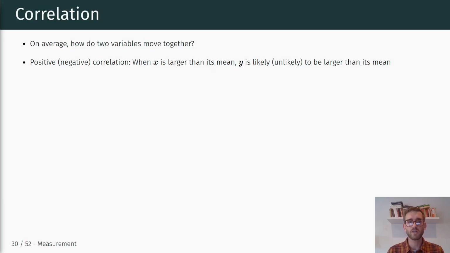When x is larger than its mean, then y is likely to be larger than its mean as well. And a negative correlation is the opposite type of relationship, where when x is larger than its mean, then y is unlikely to be larger than its mean. Okay, so that would be a negative correlation. In other words, visually, if we go back to the data cloud that we saw in the previous slide, a positive correlation means that the data cloud slopes up, and a negative correlation means that it slopes downward.